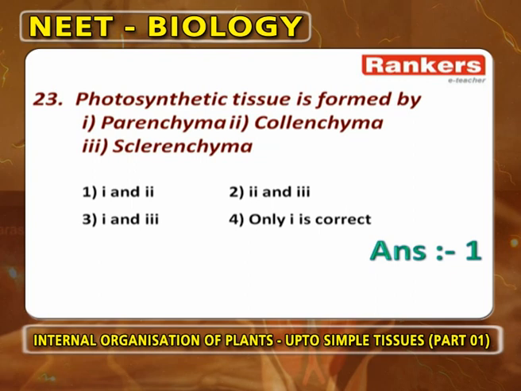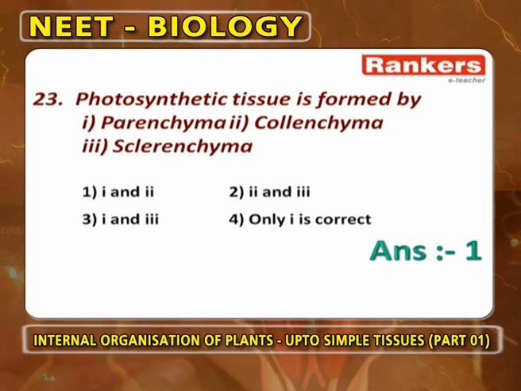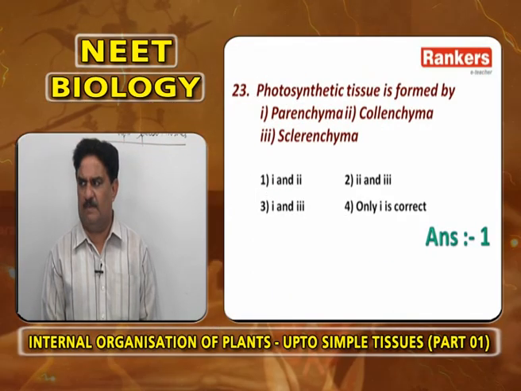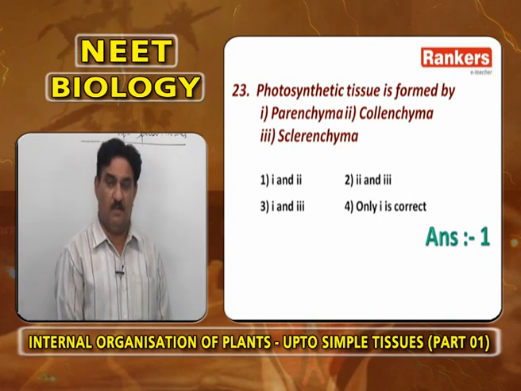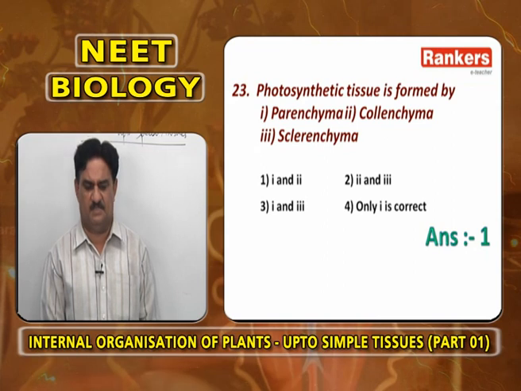Photosynthetic tissue is formed by, means any living cell that forms a photosynthetic tissue. For example, parenchyma. Parenchyma with chloroplast performs photosynthesis. Collenchyma. Collenchyma with chloroplast performs photosynthesis.